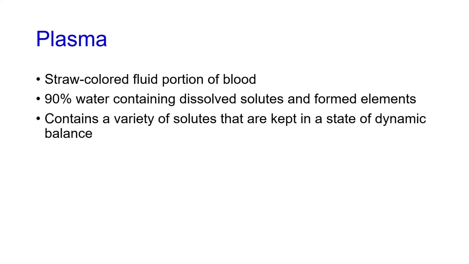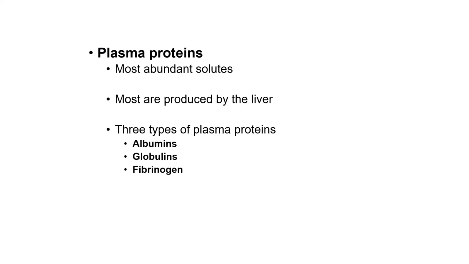Protein is the most abundant plasma solute by weight. And plasma proteins play a variety of roles, including clotting, defense, and transport of other solutes, such as iron, copper, lipids, and hydrophobic hormones. There are three major categories of plasma proteins: albumin, globulin, and fibrinogen.